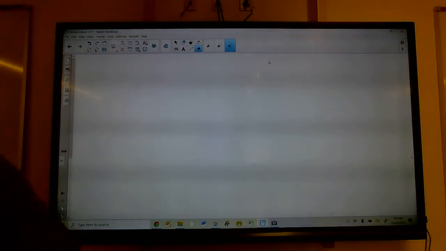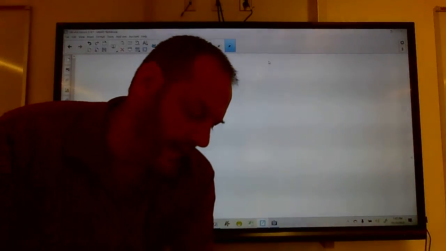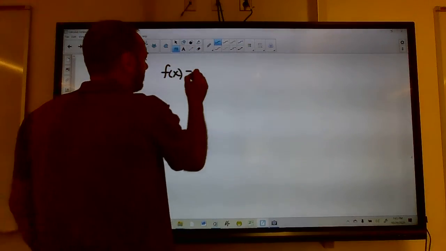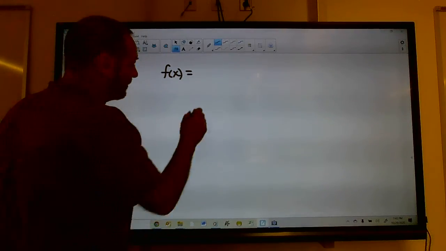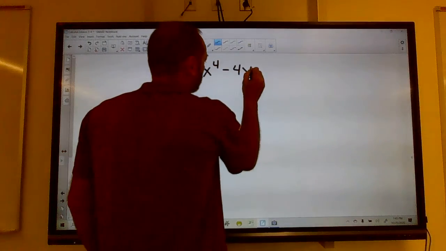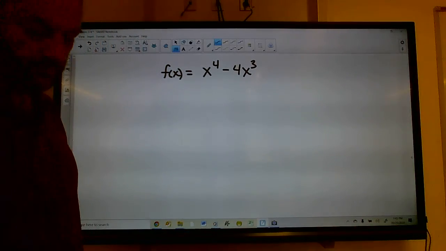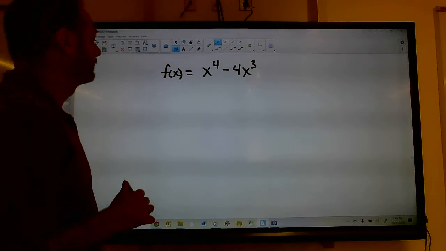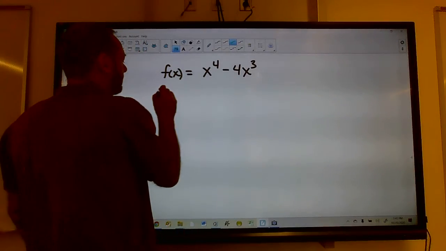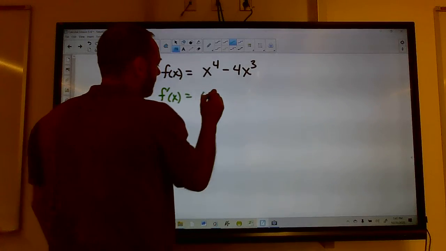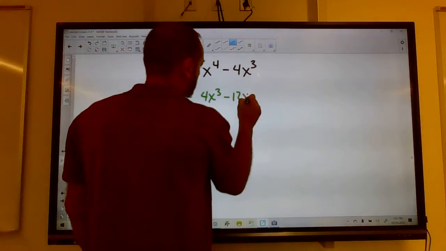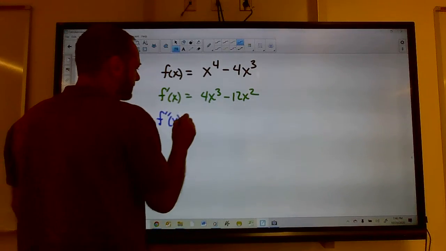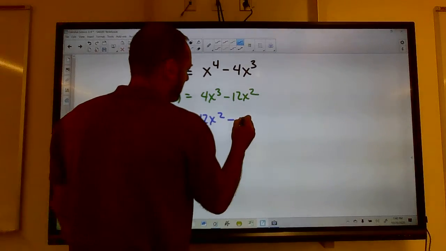Finding points of inflection. So let's say that we had an equation f of x equals x to the fourth minus 4x cubed. And we wanted to find inflection points. Now remember, an inflection point occurs when the second derivative is 0. Pretty simple to do on a problem like this. Take the first derivative, 4x to the third power minus 12x squared. Take the second derivative, f double prime of x is 12x squared minus 24x.